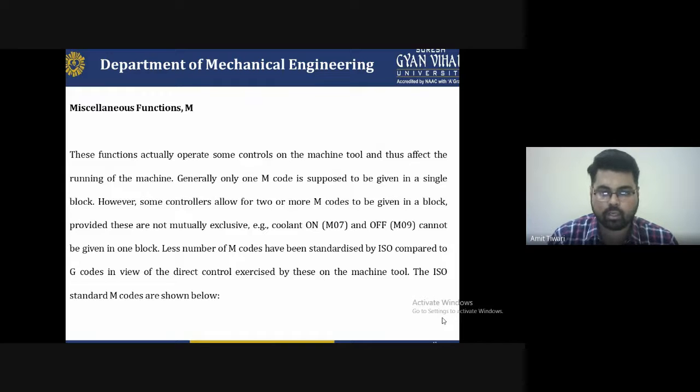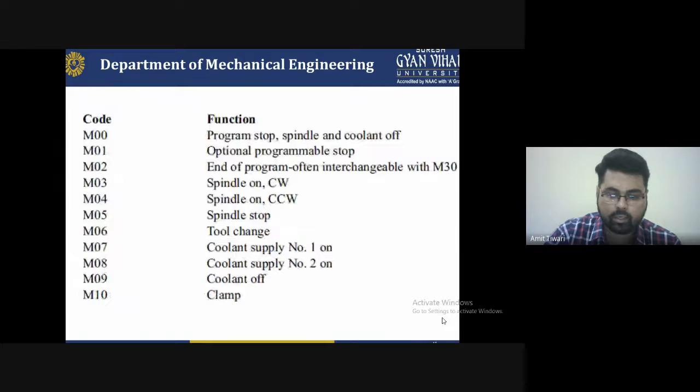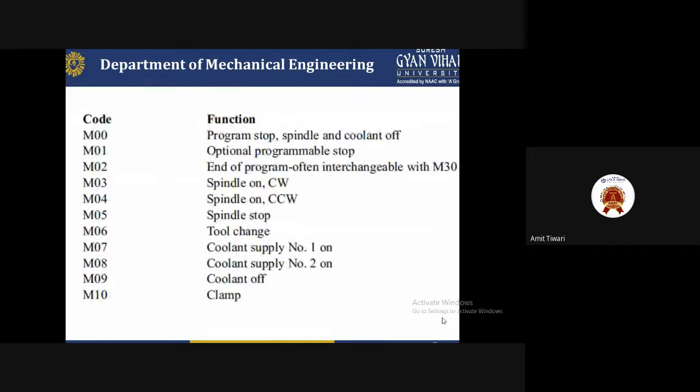One is working with the direction changing, and the other one is working with the tool changing or tool controlling options. So the ISO M codes are shown below. You can see here, this is the M code, that means M00. The function of M00 is program stop, spindle and coolant off.